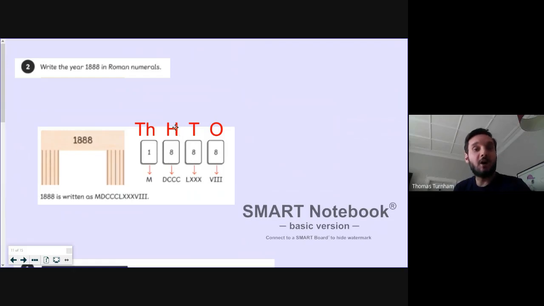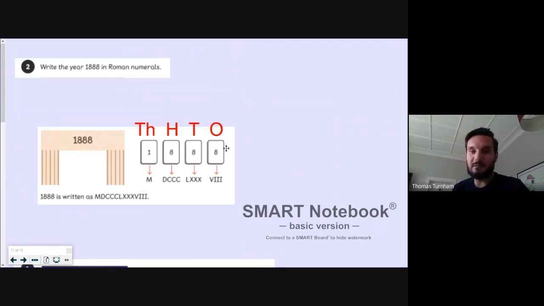Remember, this is 800. It's in the hundreds column. 800 is slightly more complicated. D is 500 plus 100, 200, 300, 800. Now we're in the tens. So this is 80, not 8. So we've got 50 plus 10 plus 10 plus 10, 50, 60, 70, 80.